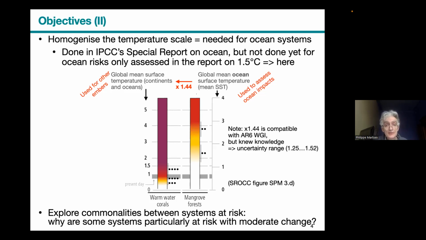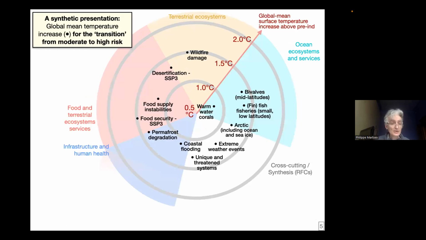And so what we want to do here is to apply that rule to the previous report, the report on the global warming of 1.5, because that was not done in that report yet. The rule was decided by the IPCC after the report and never applied consistently to all embers. So that's part of what we have done here. And then, of course, the intention with that is to present all these embers in synthesis figures and try to learn from that. And in particular, try to learn why some systems are more at risk than others.